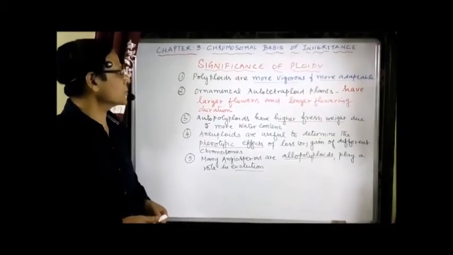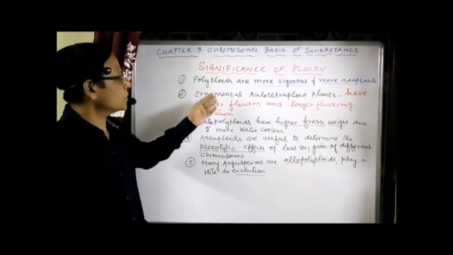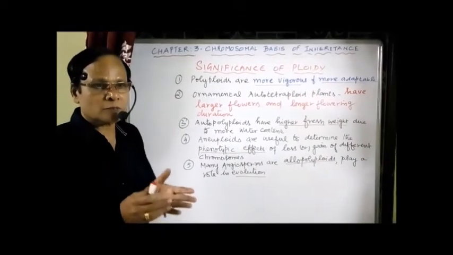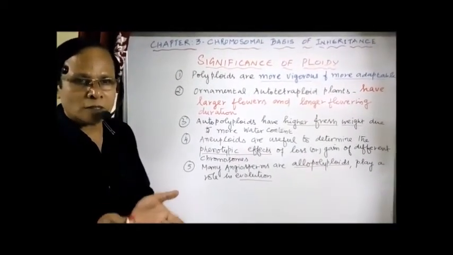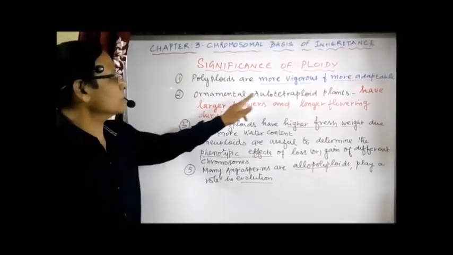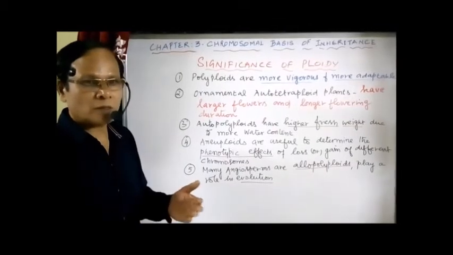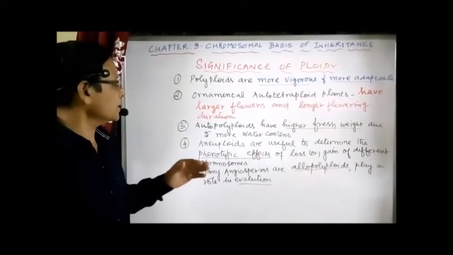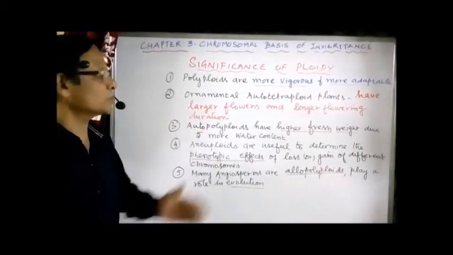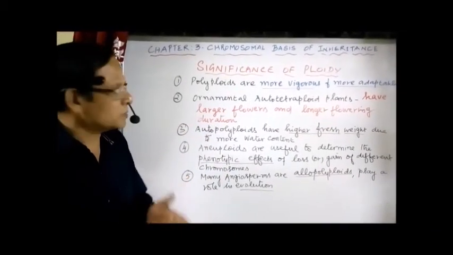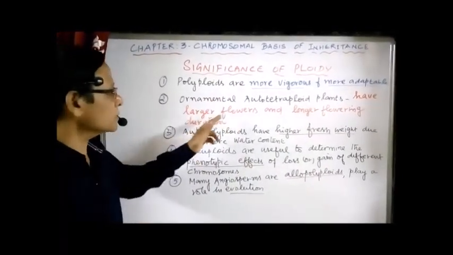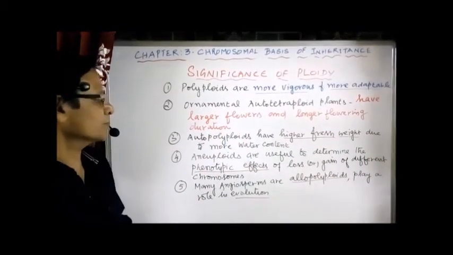What is the significance of ploidy? The polyploids are more vigorous and more adaptable to any environment. More vigorous means they produce large sized fruit, leaves, that is vegetables, etc. Now we have the ornamental tetraploid plants. They produce larger flowers and also have a longer flowering duration.